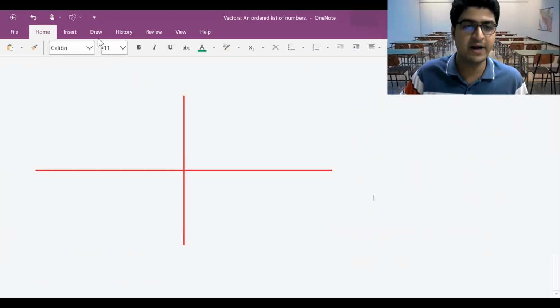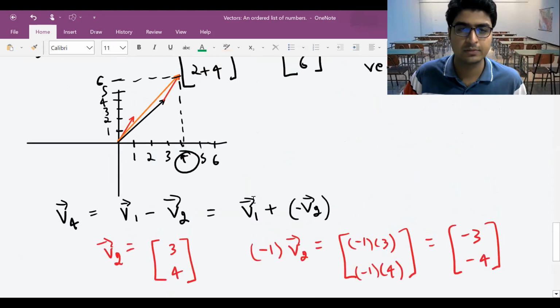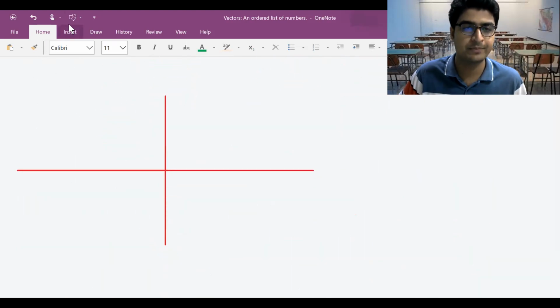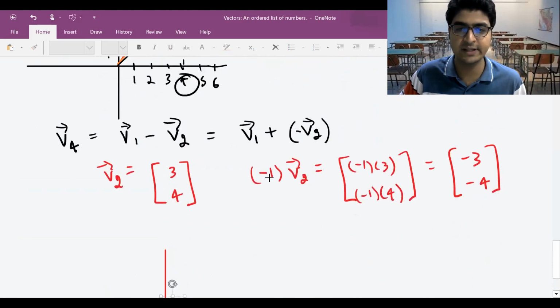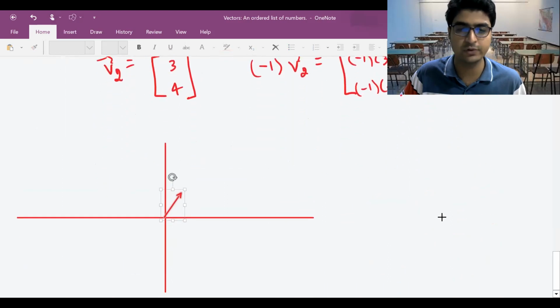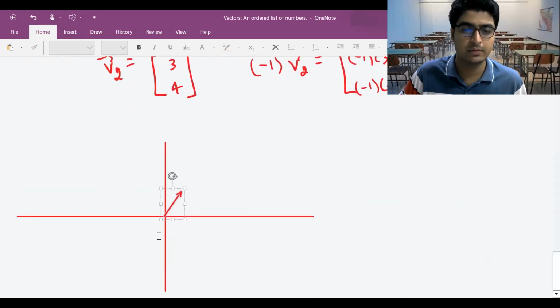Okay, so the first vector is 1 comma 2. All right, and the second vector is now -3 -4. So it will look like this: -3 on the x-axis and -4. Okay, so this is how it will look.